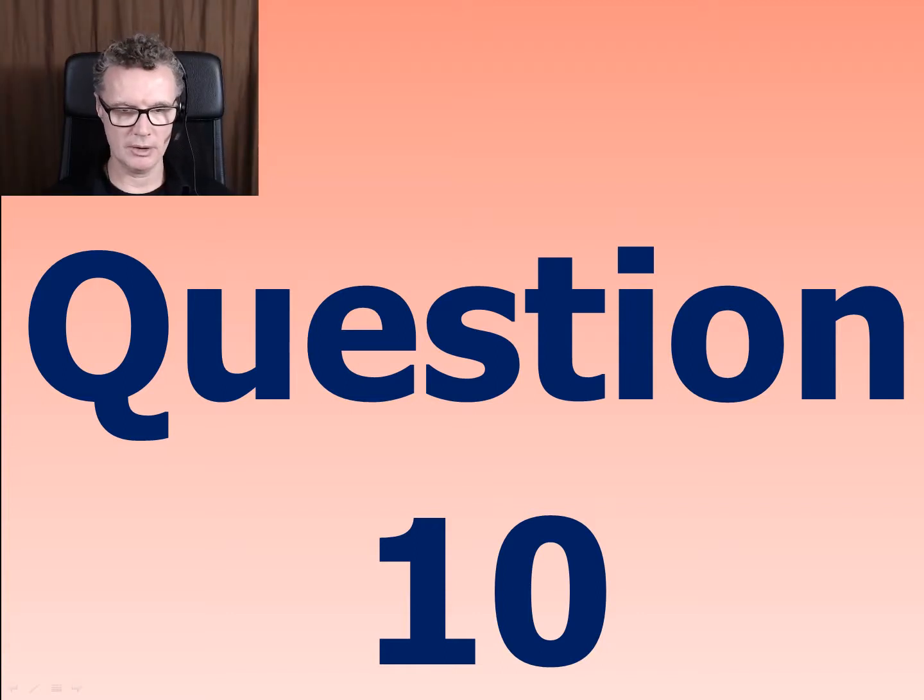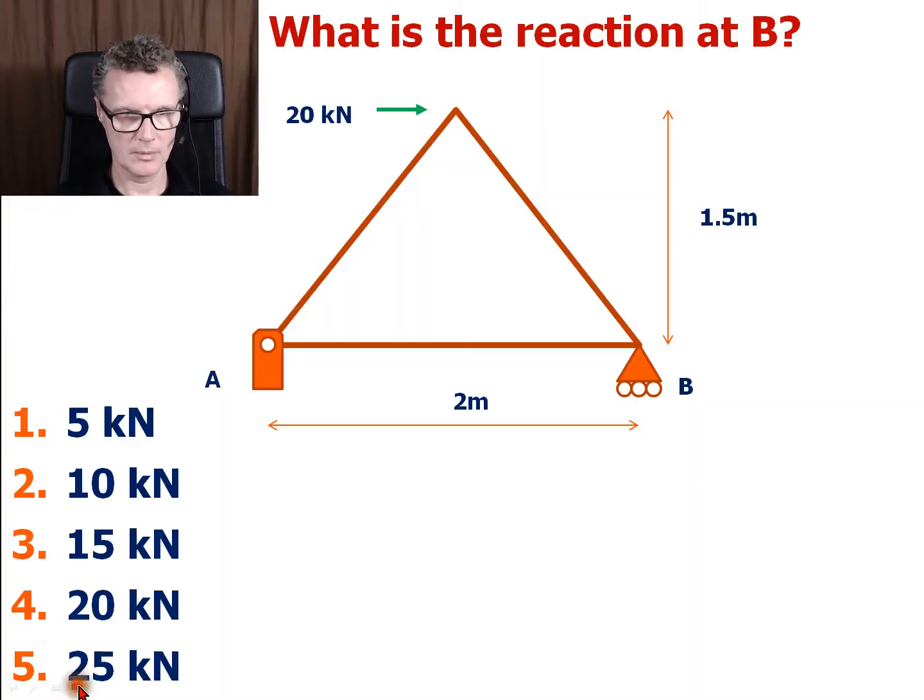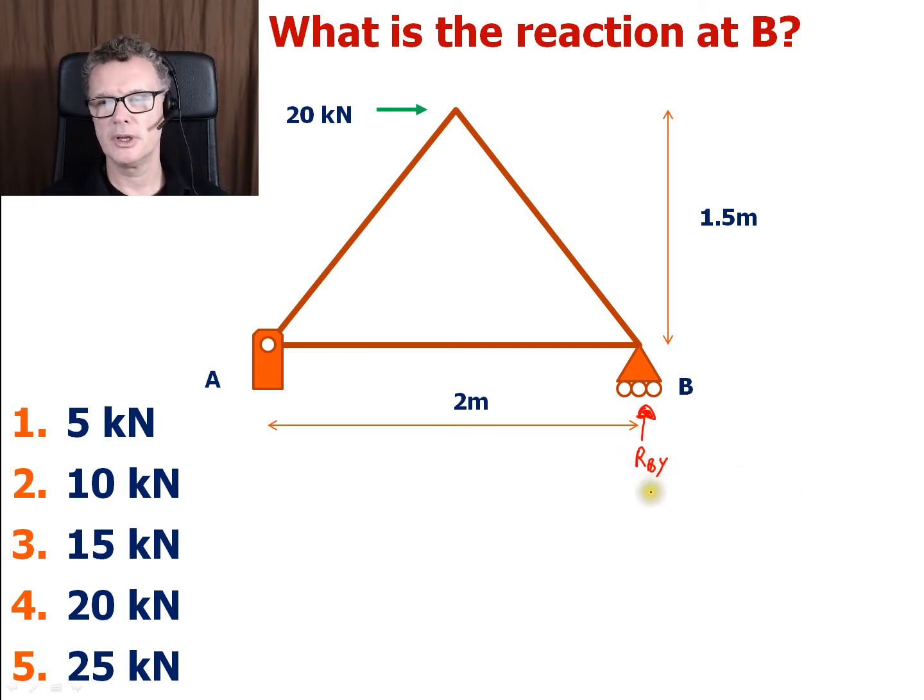Okay, question 10. Here we've got a framework problem, and we want to work out what the reaction is at B. First thing that I notice is that B will just be going upwards, so RBY. So we're going to get a reaction force in the Y direction, and we need to know which number it is going to be.